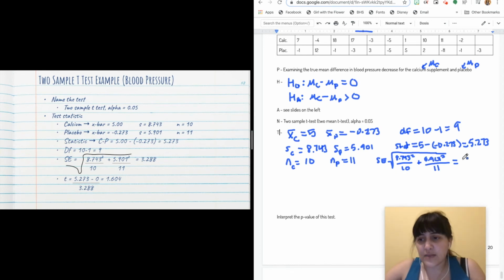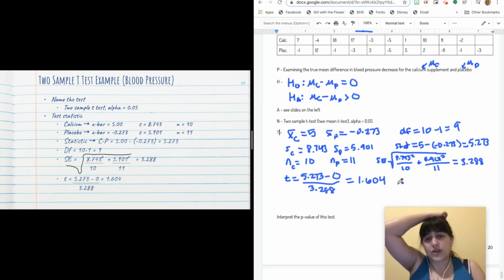So when I plugged all of that into my calculator, I got 3.288. So now I can use this to find the t value, which is the statistic. So 5.273 minus the parameter, which is this up here. It's always what your null hypothesis is equal to. So 0, divided by the standard deviation, which is this number that we calculated with the long fancy formula, 3.288. And when I plugged all of that into my calculator, I got 1.604.